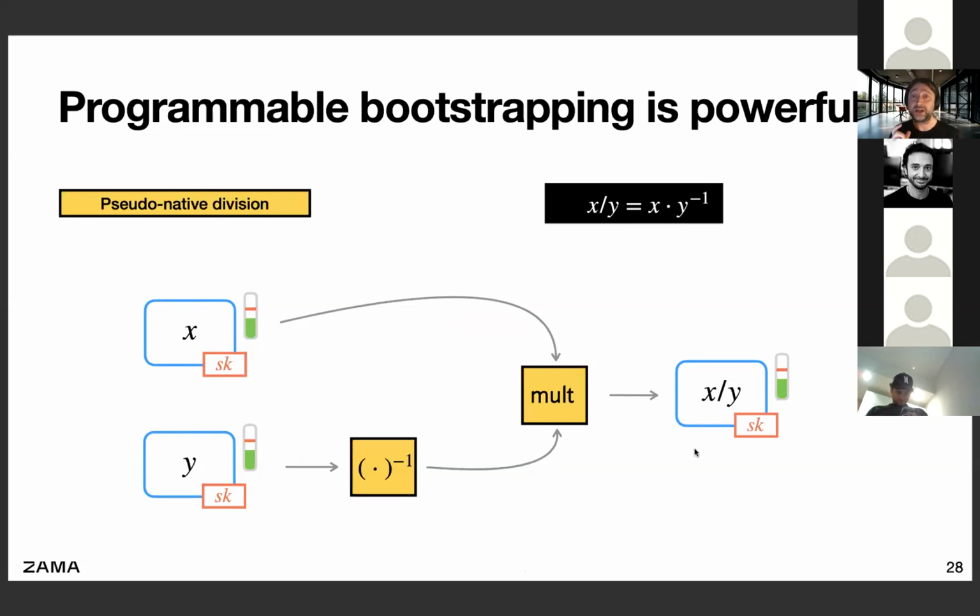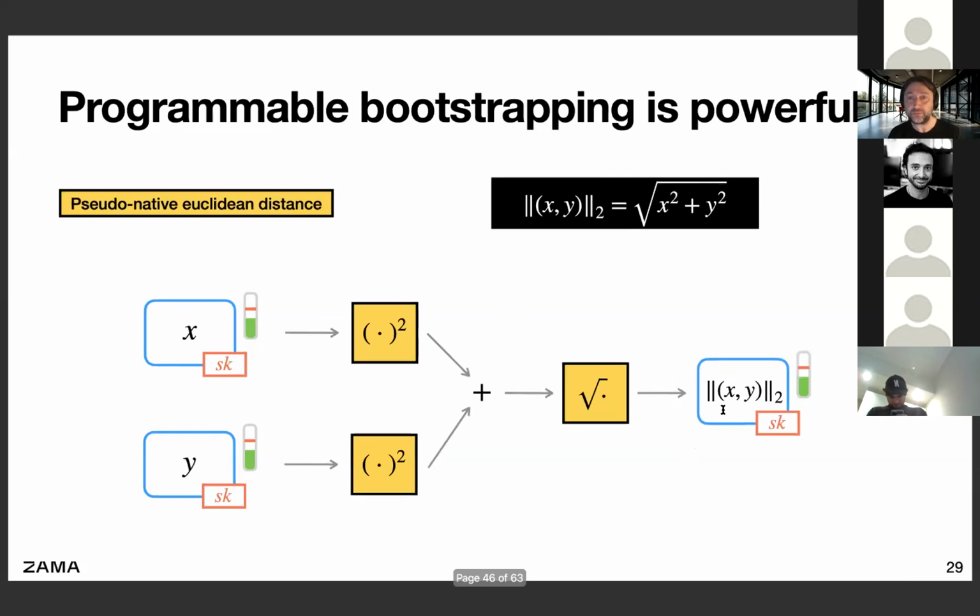The same way you can actually emulate division. Division is a nightmare. If you've been using the other libraries, you've probably seen that they do not support division. It's actually very complicated to do that homomorphically. Using PBS, it's actually trivial because what you do is you take the encryption of Y, you bootstrap it by programming the inverse function, and then you resort to the multiplication trick that I showed just before, resulting in an encryption of X over Y.